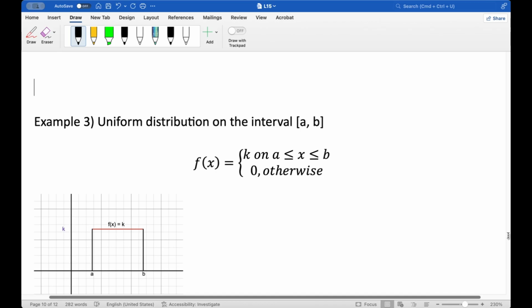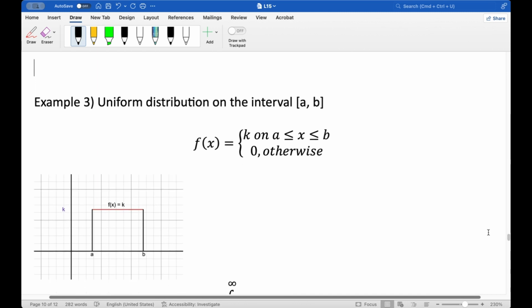Now, we need the area here to be 1. We need this area to be 1. So we need the area of this rectangle to be 1. If the height is k and the width is b minus a, the difference here, the width is b minus a. So again, this distance across here is b minus a.